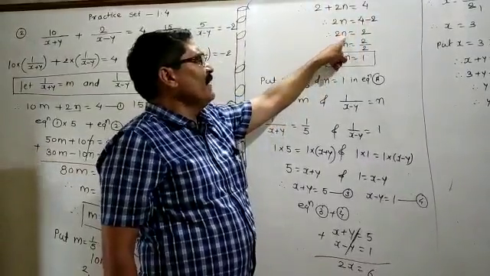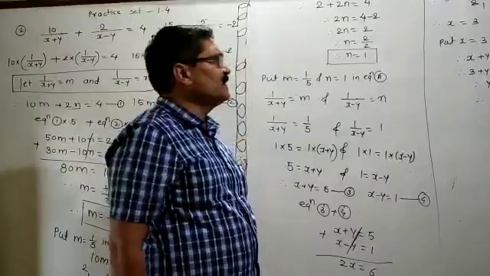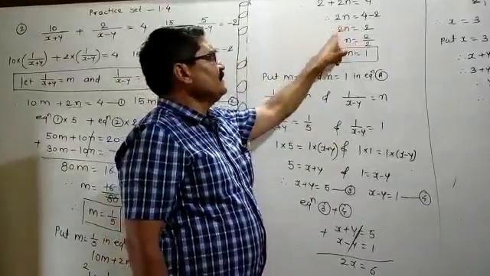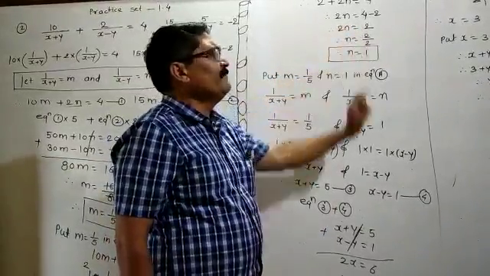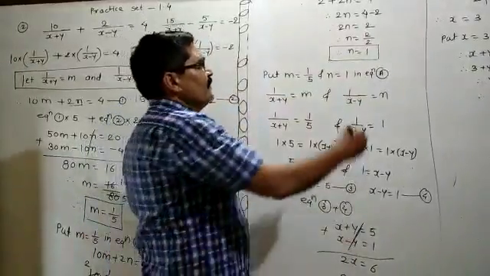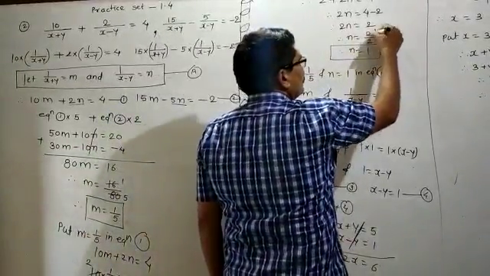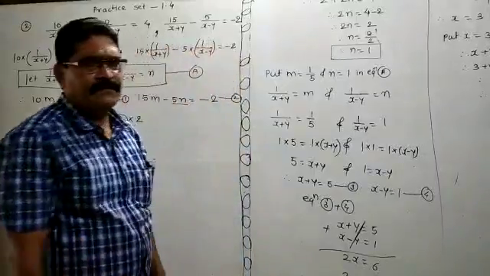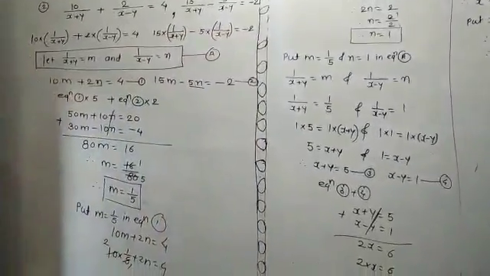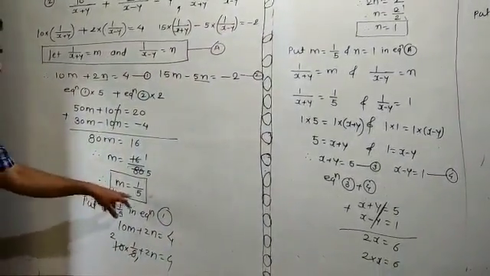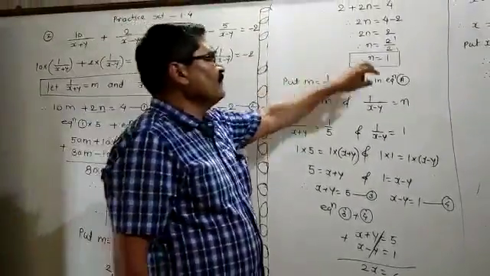You have to find out the value of n. In between 2 and n, there is a multiplication sign. n is equal to, transpose this multiplied by 2 to that side, that becomes divided by 2. 2 1s are 2, n is equal to 1 will come. Means we will get the two values. One value is m is equal to 1 upon 5 and n is equal to 1.